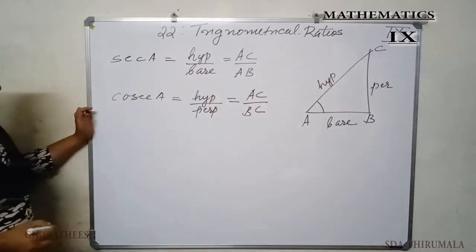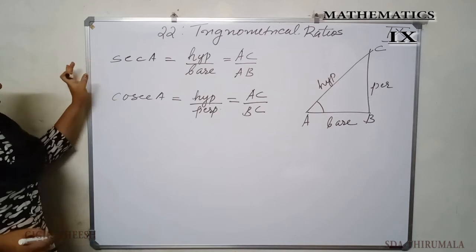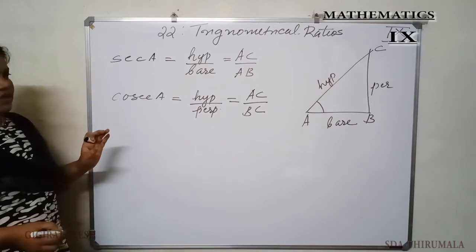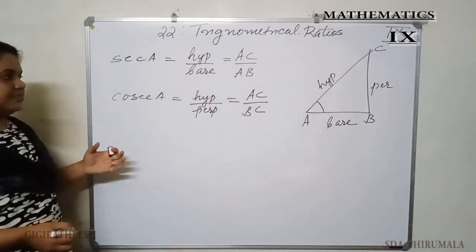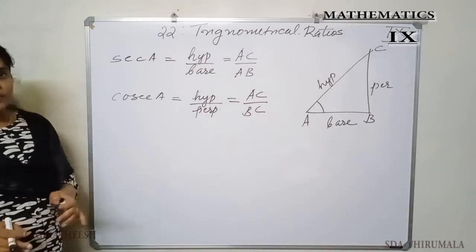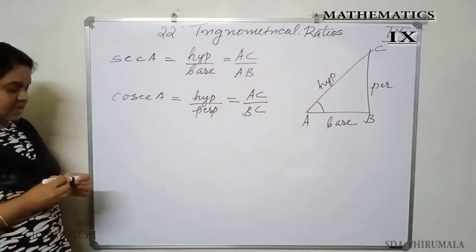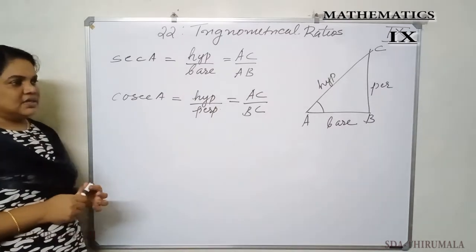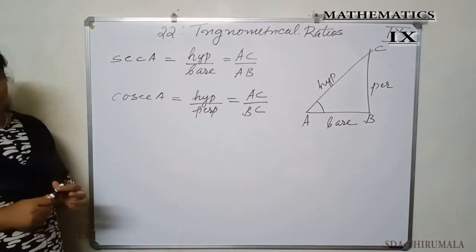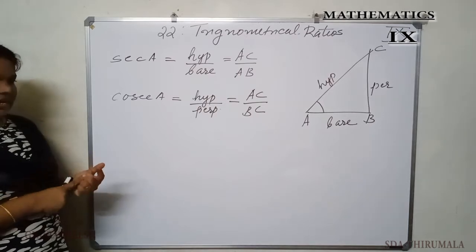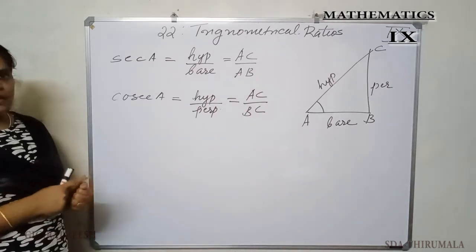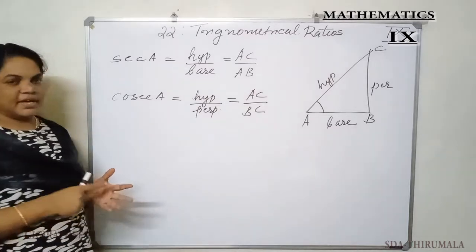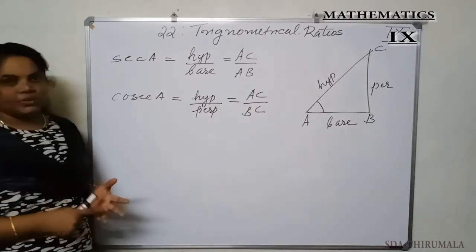And these are the reciprocals of sine, cos and tan; the last three are the reciprocals of the first three. These are the six ratios: sine, cos, tan, cot, sec and cosec. These are the six trigonometrical ratios. You should learn this by heart, and let's do some problems.